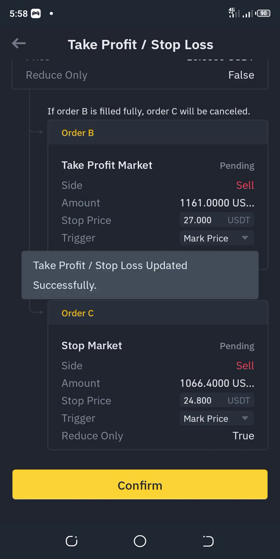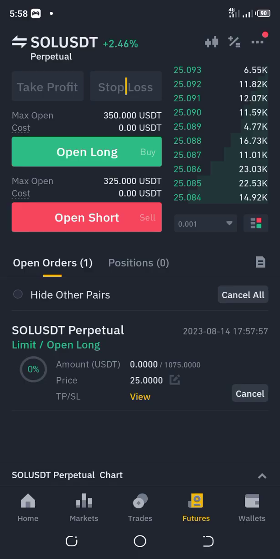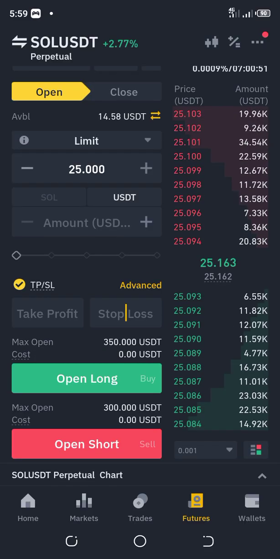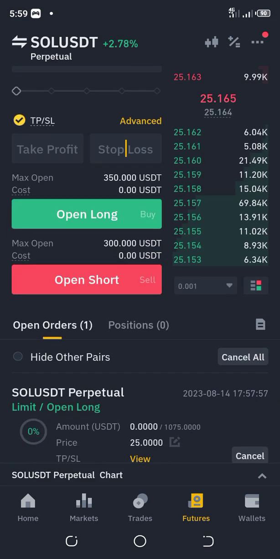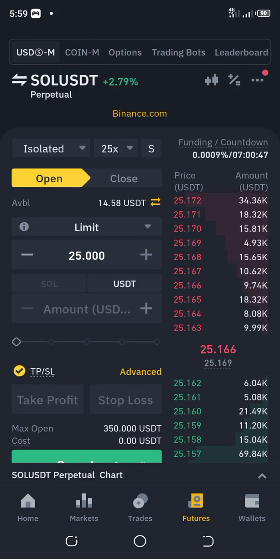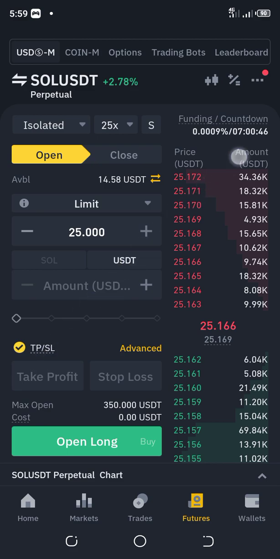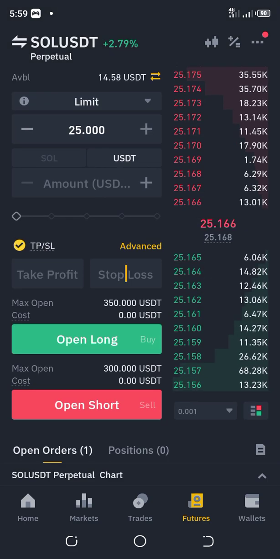So I'll just click on confirm to exit this section over here. The same thing goes for a short trade. If you want to sell a pair short, you can come here to set the entry price, the stop loss price, and the take profit, and click on open short. That means you're anticipating the pair to drop from that level.